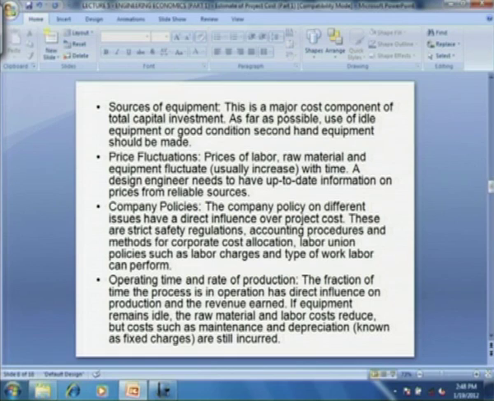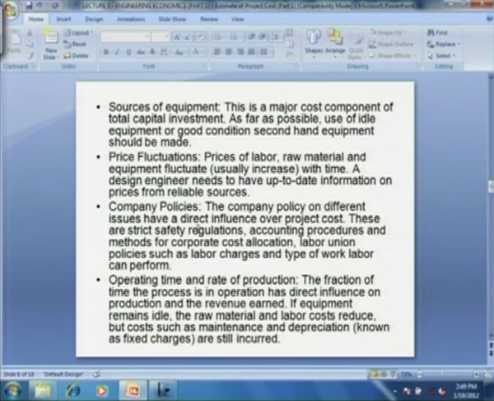Then the second thing is the price fluctuation. One needs to have a reasonable idea of price fluctuation. The price of labor, raw material and equipment fluctuates in time. Usually it increases, but sometimes it may go down also. A design engineer needs up-to-date information on prices of the equipment, raw material and labor, and in this case the purity of raw material also comes into the picture. The purer raw material is expensive, but it reduces the cost of pre-treatment. Therefore, one has to have a reasonable idea of the price fluctuation.